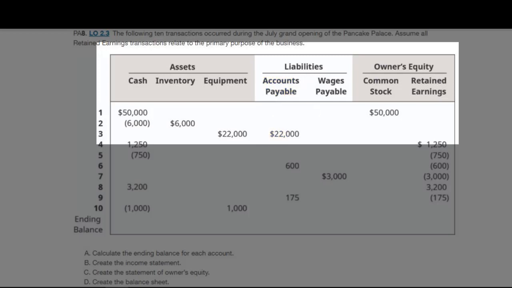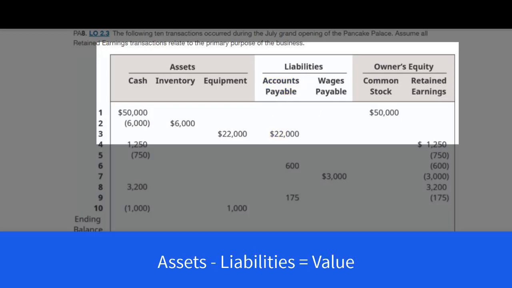Well then, if assets increase by $22,000 and if liabilities increase by $22,000, then assets minus liabilities do not change, and thus we do not write anything in the value column because assets minus liabilities equals value.